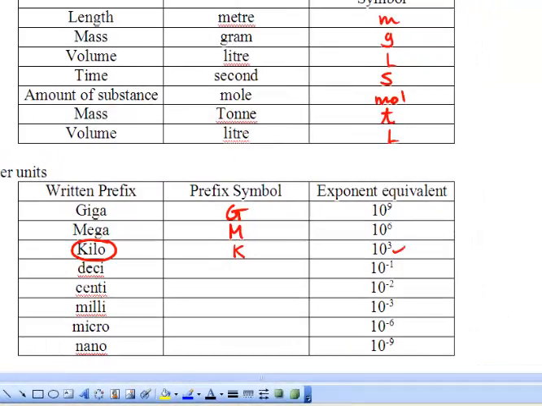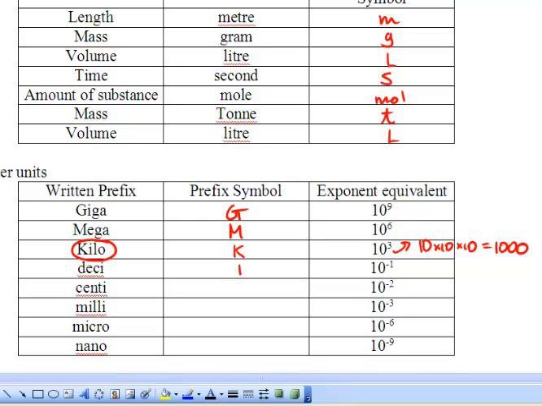If I explain this here, what it means is we've got 10 times 10 times 10, and that equals 1,000. So things like kilogram means 1,000 grams. Kilometer equals 1,000 meters. So it's very important.